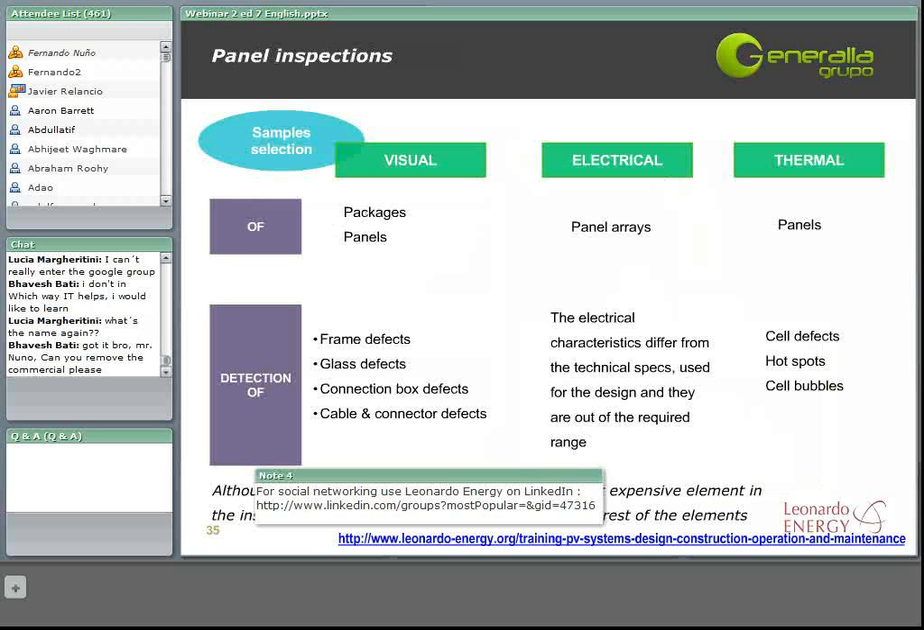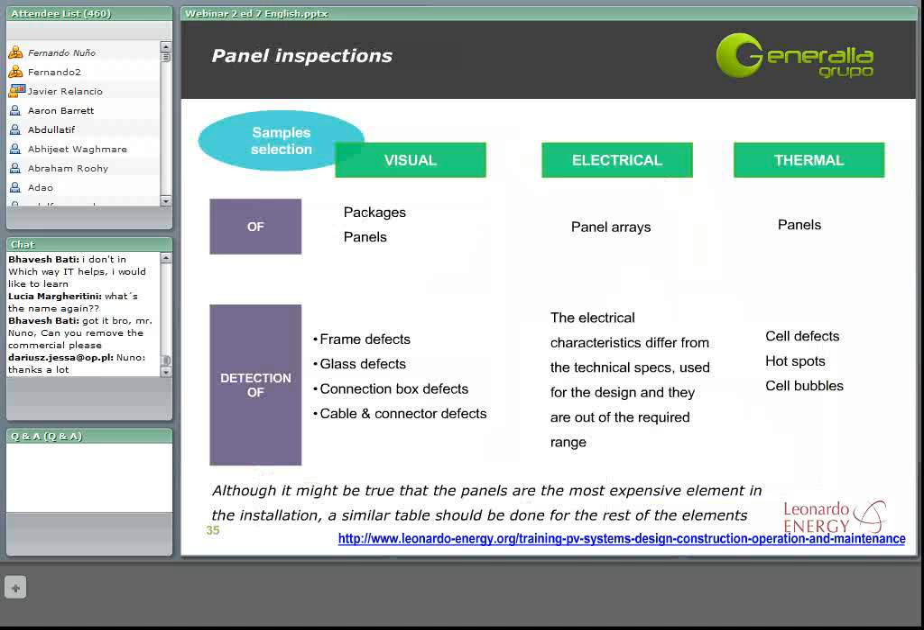Until now, we have seen some of the measures to guarantee the quality that the workers and the managers have to take into account. But as we said, right now we are going to explain the different inspections we should do to the elements of the solar plant. We are going to use as an example the panel inspection, as it is the most expensive element in the installation.